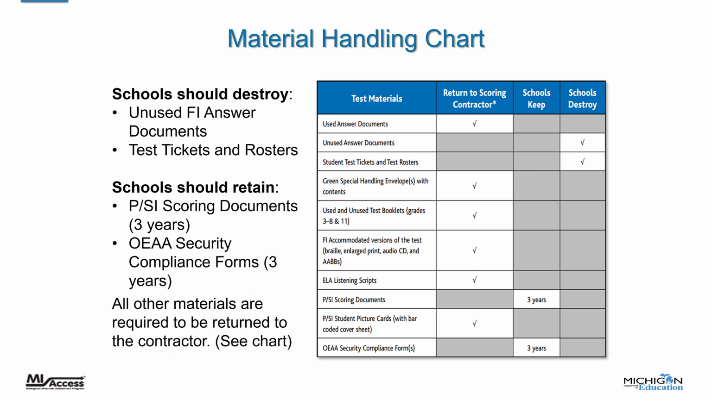Another feature of the manual is a chart that describes how materials should be processed. Some materials may be destroyed, like unused answer documents and test tickets along with the rosters. Schools need to retain the P and SI scoring documents and the security compliance forms for at least 3 years. All other materials associated with testing must be returned for processing. See the chart for details or the TAM material return section.